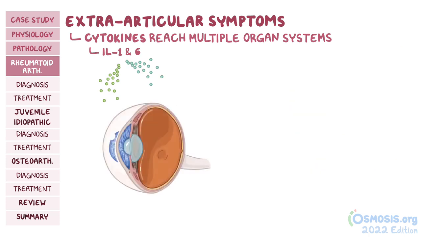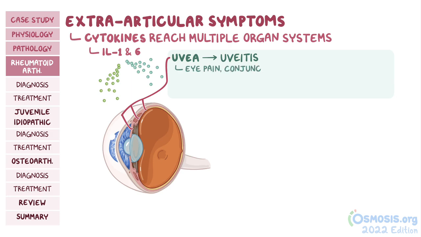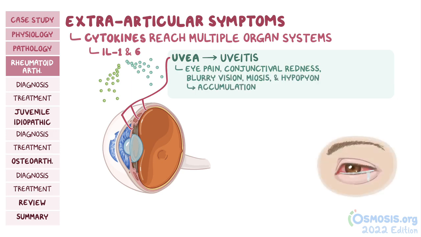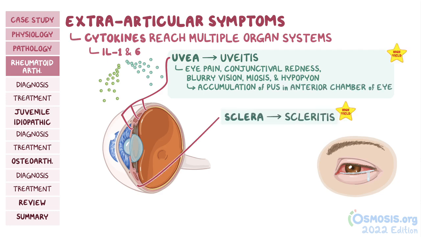They can also lead to inflammation of the uvea, which is the layer of tissue beneath the white of the eye or sclera, causing uveitis. Some signs of uveitis include eye pain, conjunctival redness, blurry vision, miosis, and rarely with hypopyon, or accumulation of pus in the anterior chamber of the eye. If the sclera is involved, it can cause scleritis.